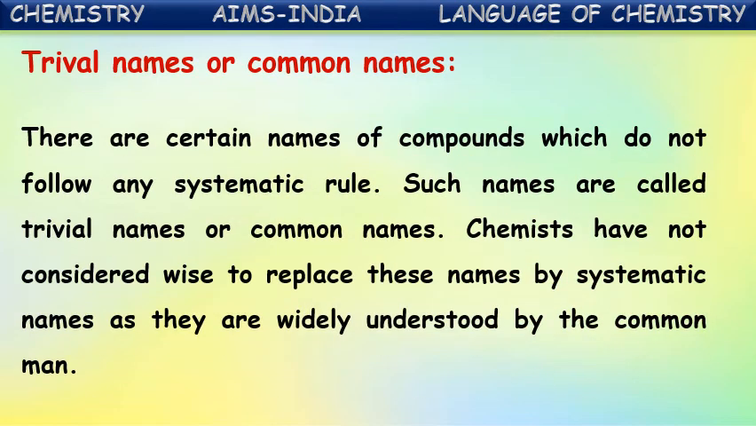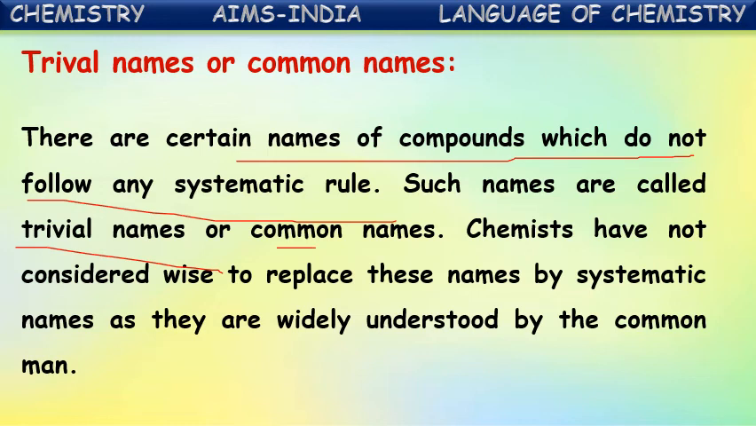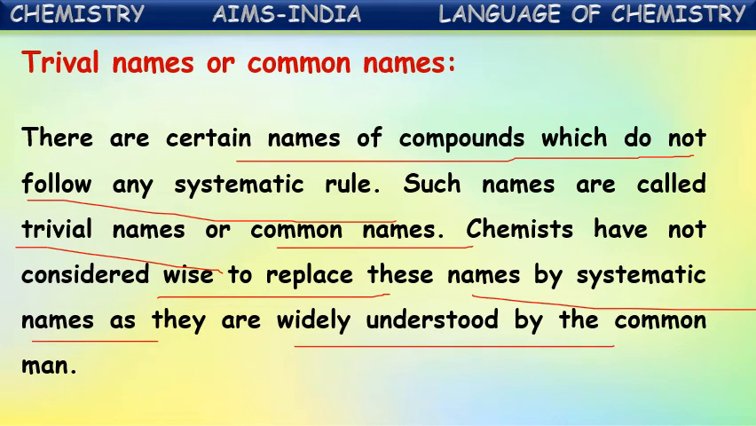And some compounds also exist. There are certain names of compounds which do not follow any systematic rule. Those are called trivial names or common names. Such names are called trivial names or common names. For them there is no rule. They have their common names. Chemists have not considered it wise to replace these names by systematic names as they are widely understood by the common man. Because there is no systematic representation for those names, those are called trivial names or common names.